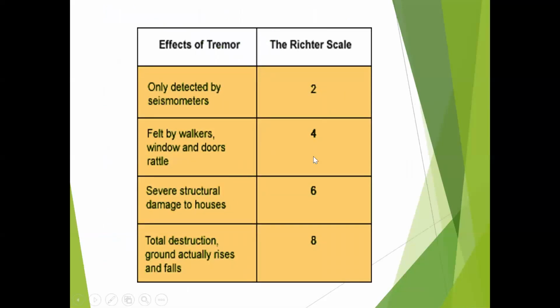So here's the Richter scale. So you can see 2, 4, 6, and 8. So seismometers are only going to detect something on the 2. You're not going to be able to feel it. If it's a 4 on the Richter scale, it's going to be felt by walkers, windows, doors rattle. 6, structural damage to houses. And something that's an 8 is going to be a total destruction. So your ground, you could actually see it rising and falling.